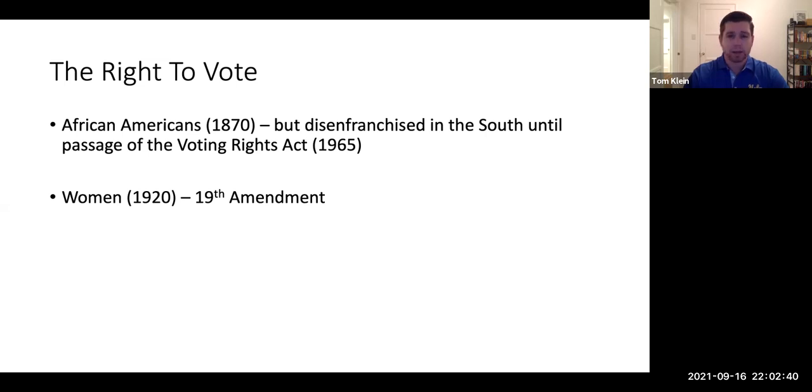Women did not gain the right to vote until 1920 with the passage of the 19th Amendment. That's not that long ago, guys. That's 101 years ago. That's nothing. That's just a few generations, really.